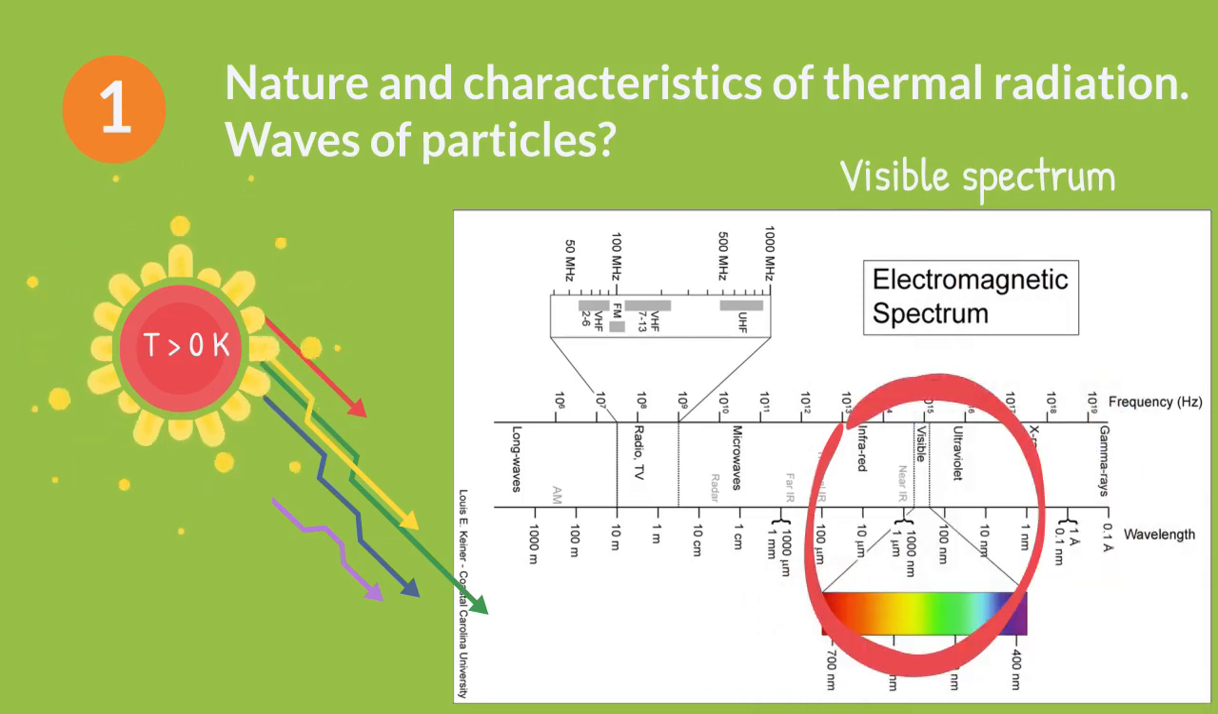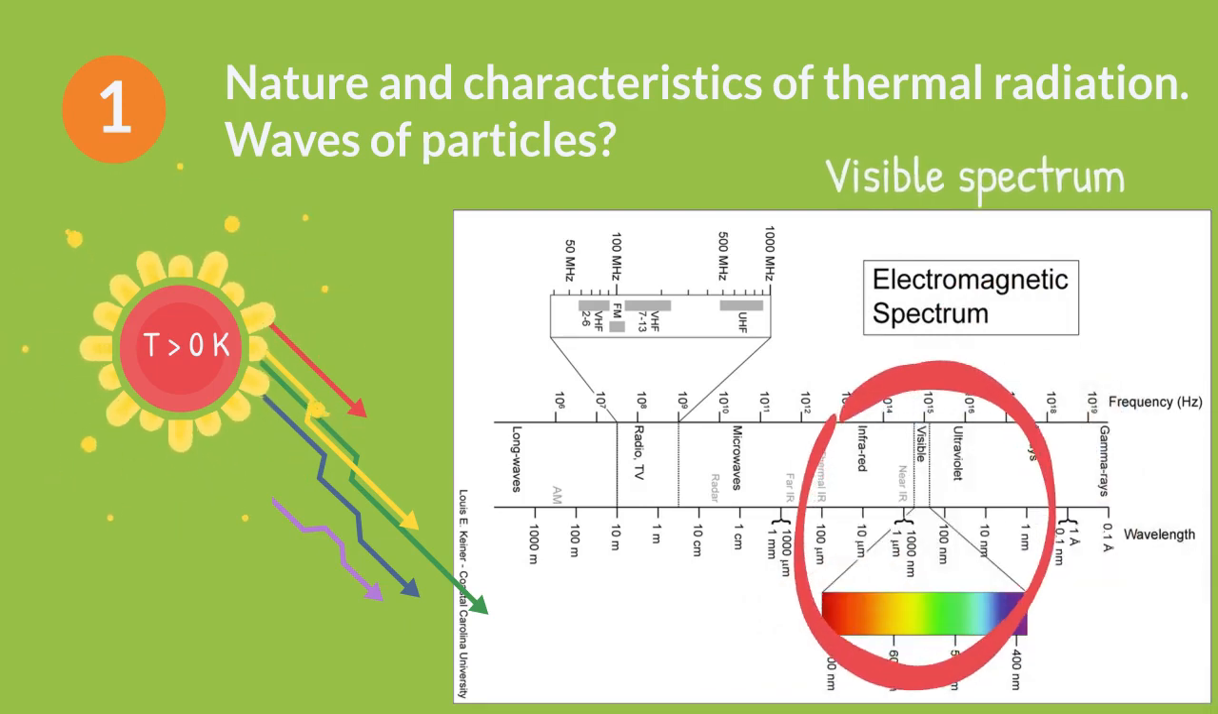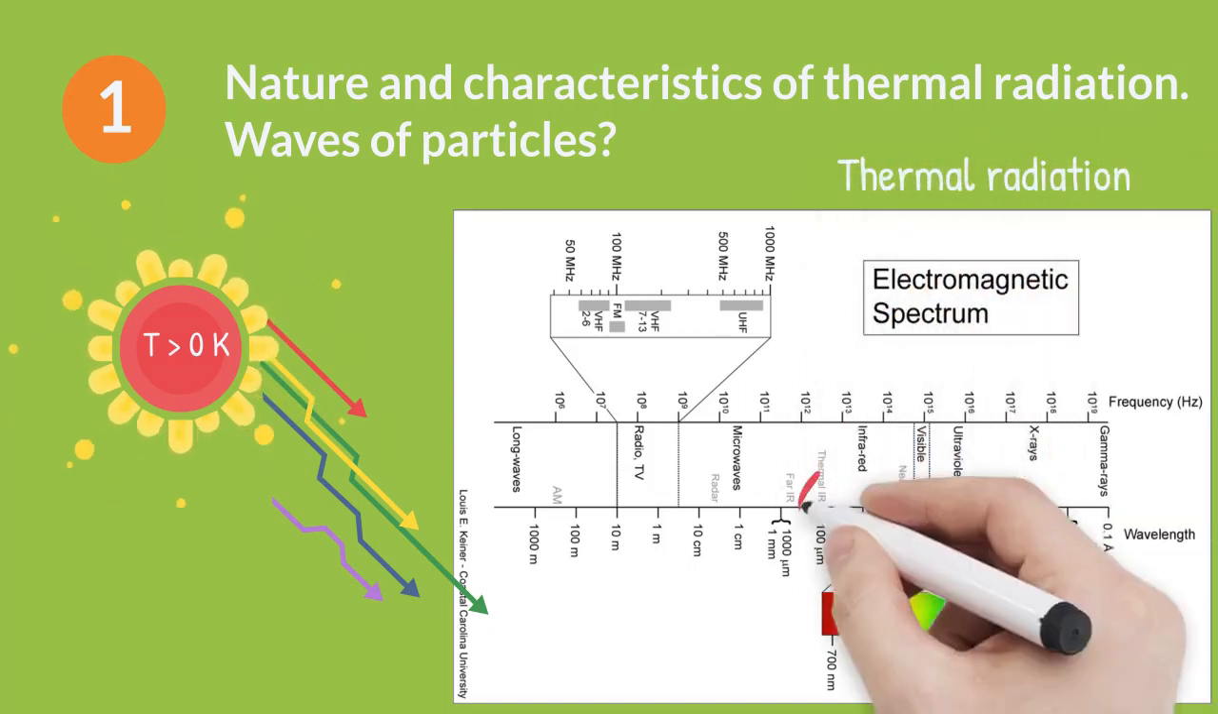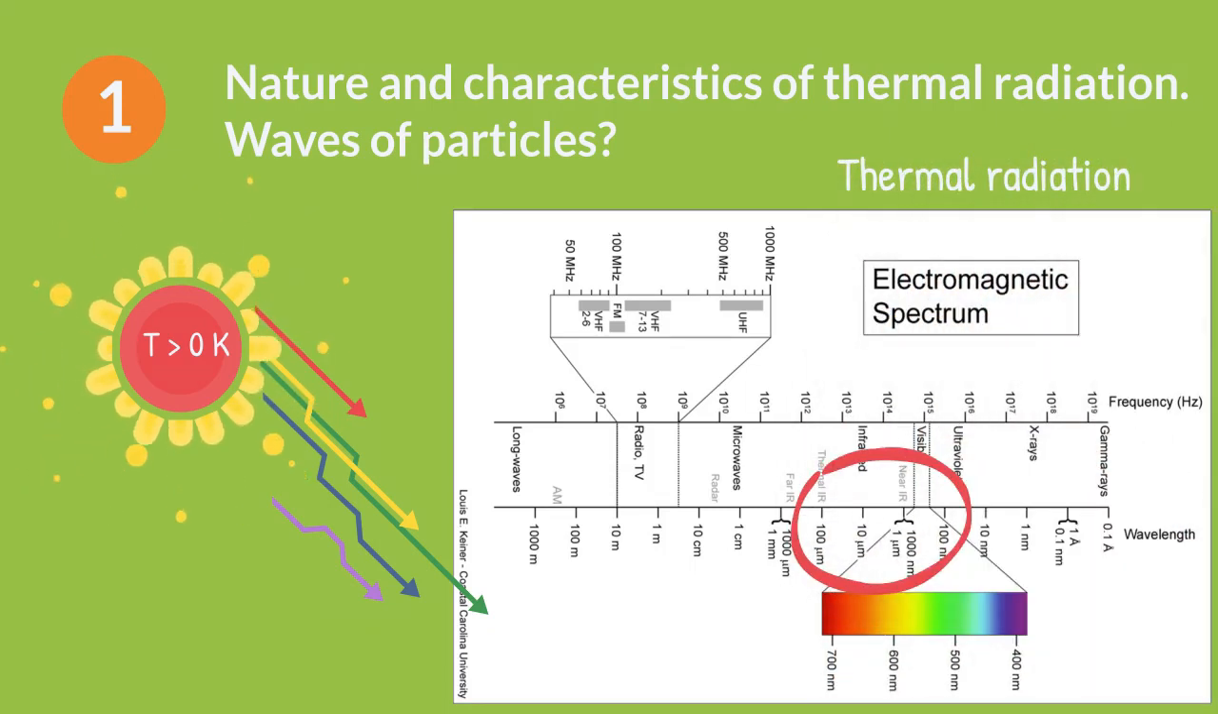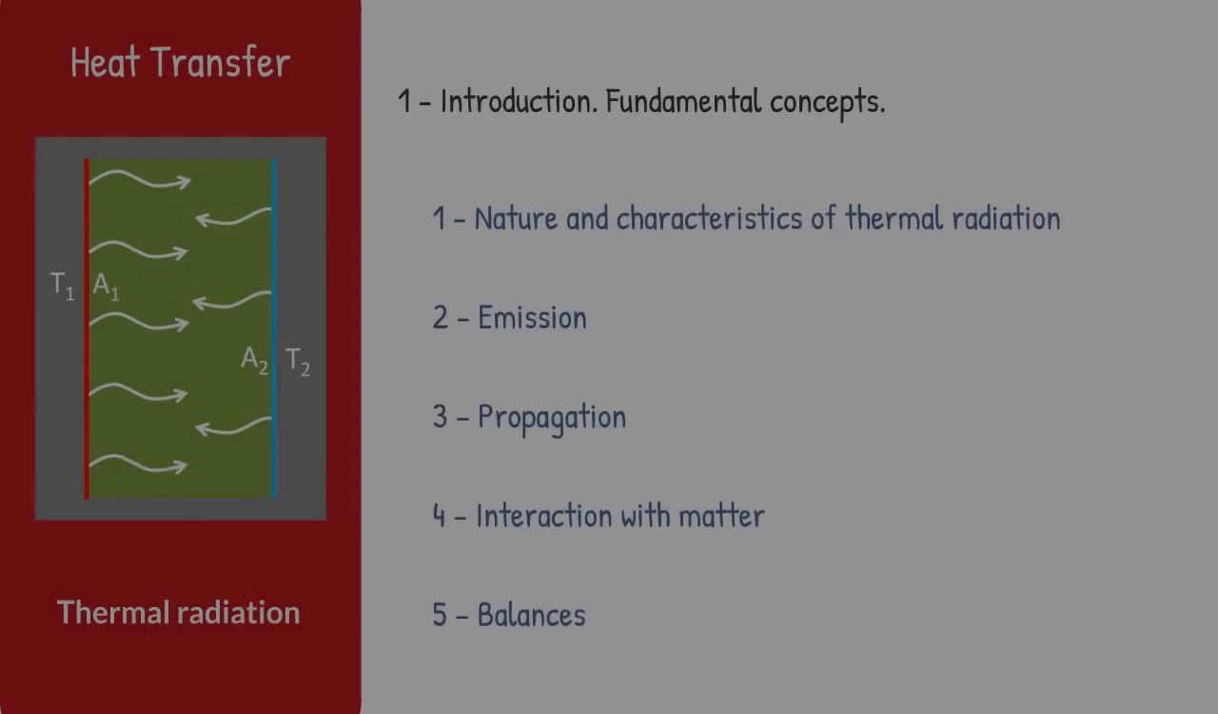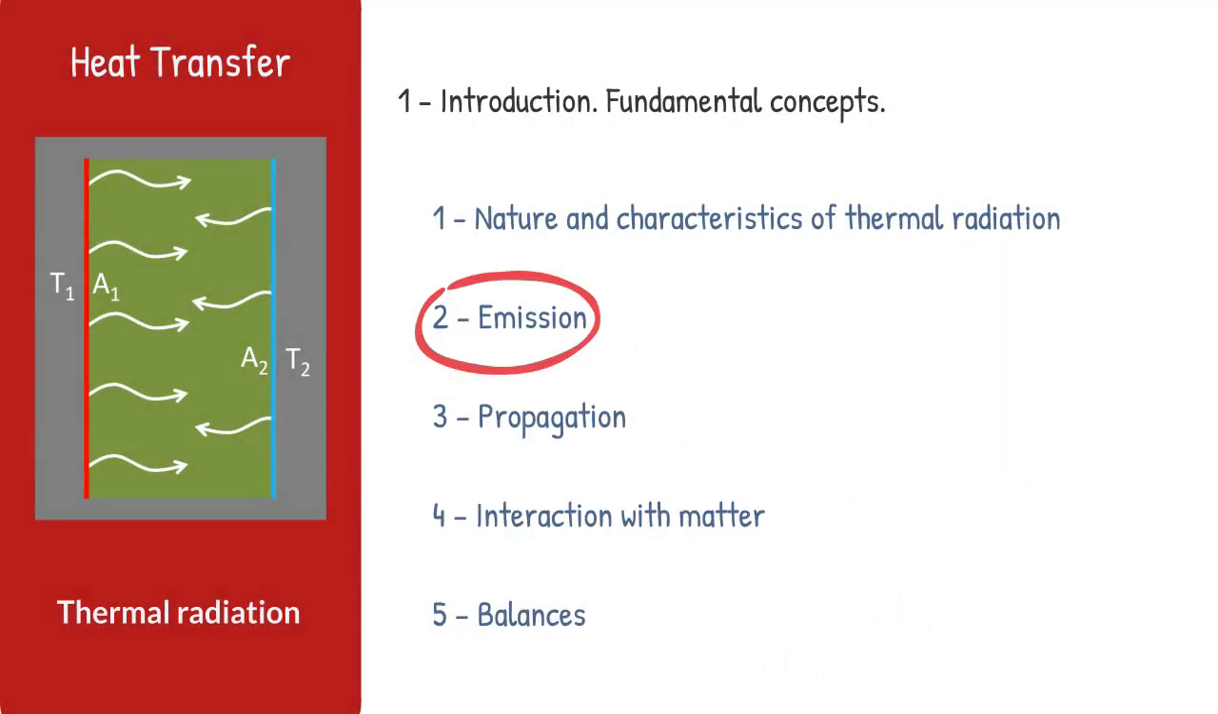The visible spectrum has no other peculiarity than that of being detected by the human eye. For the purposes of heat transfer, the area of wavelengths between 0.1 and 100 micrometers is usually considered as thermal radiation. In the problems that we will solve, in general, we will not distinguish between one zone or another. Before analyzing how radiation is transmitted, we are going to study how radiant energy is emitted.